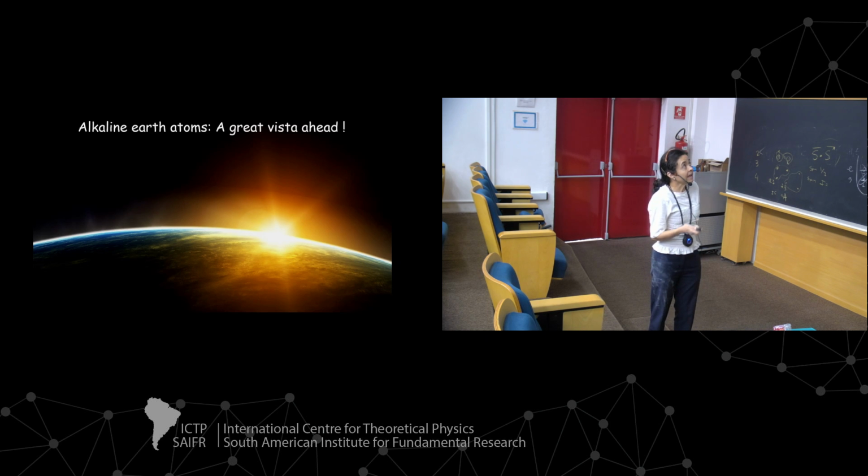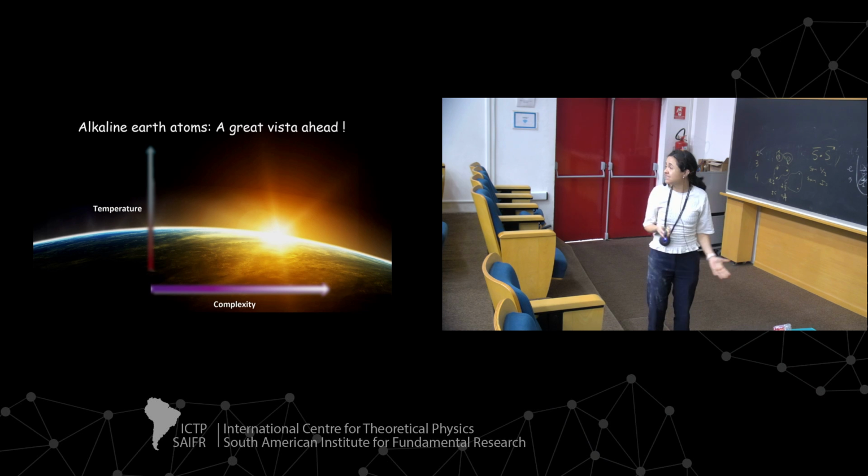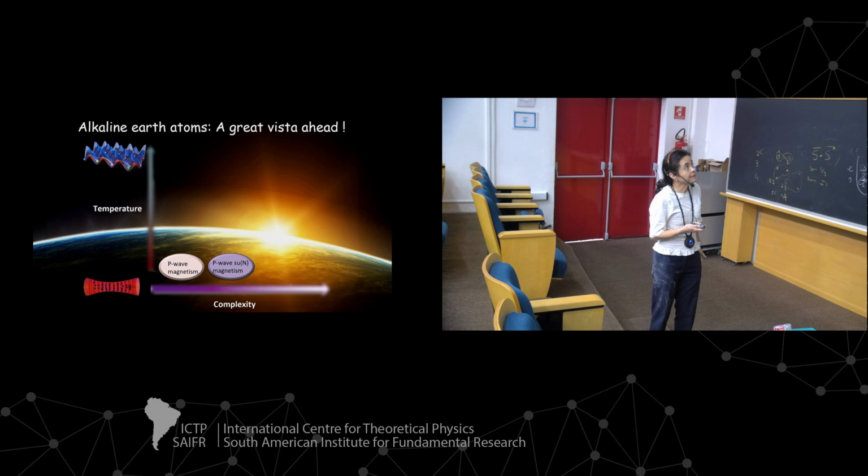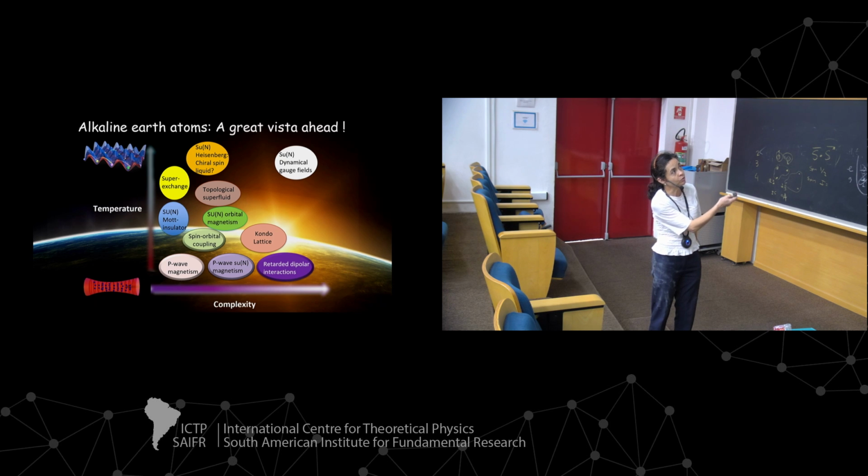With that, I know that you are very tired, and I have 2 minutes, so I just hope that I convinced you that alkaline earth atoms have a great vista ahead. The complexity can be huge. We are still too hot, but I showed you about p-wave magnetism, SU(N) magnetism, which was yesterday's lecture. I showed you about the spin-orbit coupling yesterday. I didn't show you the retarded dipole-dipole interactions, which is another story that I could tell you. But I showed you today a little bit of the SU(N) physics, of the rich Kondo physics.